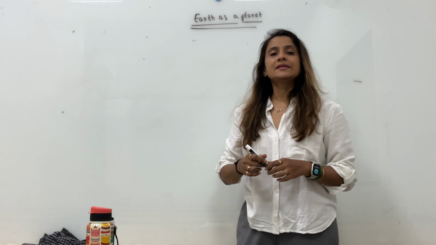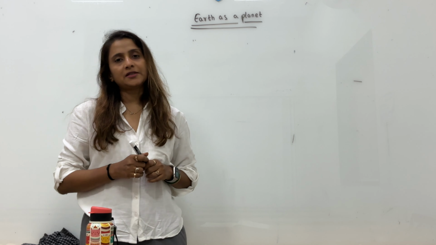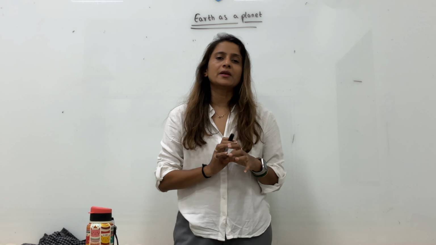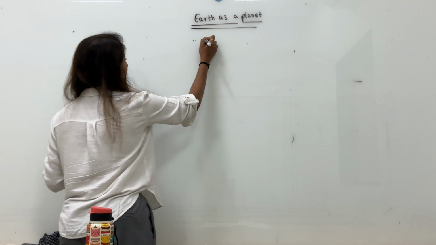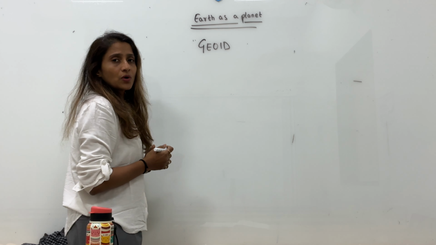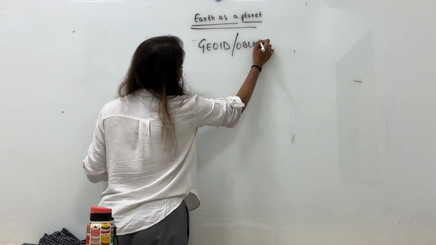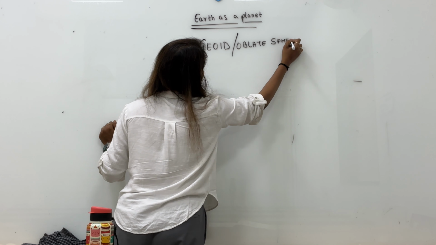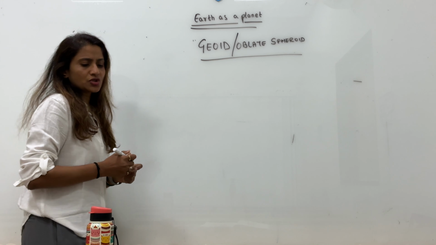So kids, now let's talk about the proper shape of the earth, a very important topic. Let me tell you one thing, earth is spherical but not exactly spherical. If I have to describe the shape of the earth, I would say earth is geoid. Geoid means oblate spheroid. Our earth is oblate spheroid, our earth is geoid.